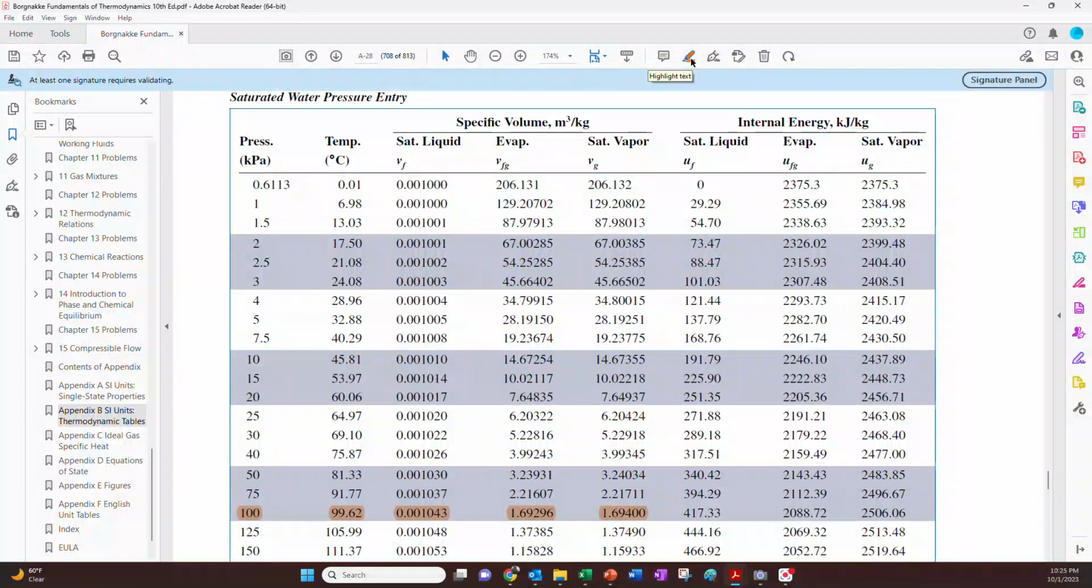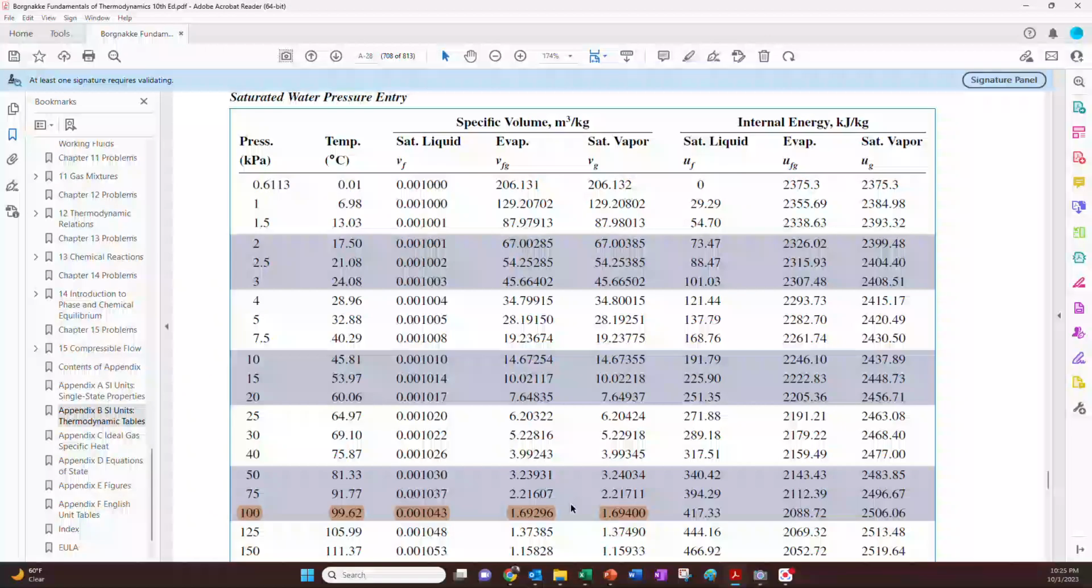First off, the temperature Tsat is 99.62 degrees Celsius. Good news, I can find the vf. The vf is 0.001043 cubic meters per kilogram. I'm going to write all three of these down, so vfg is going to be 1.69296. We don't actually need it, but it's nice to have. Saves us a second, maybe?